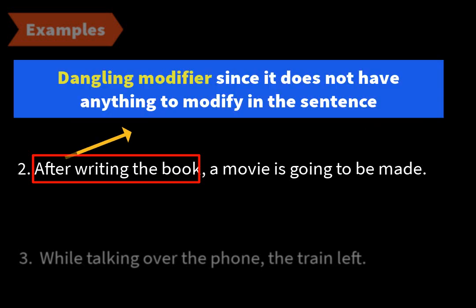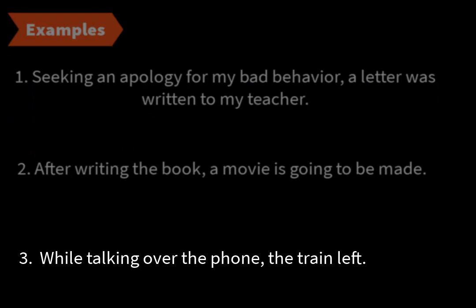So this modifying phrase after writing the book is not modifying anything in the sentence. The sentence does not have the word or words that this modifying phrase can modify. So that is why we have a dangling modifier. That is why this phrase is a dangling modifier. It does not have anything to modify at all. So the doctor has nobody to treat. The doctor is just sitting alone, has no patient to see. All right. The third example.